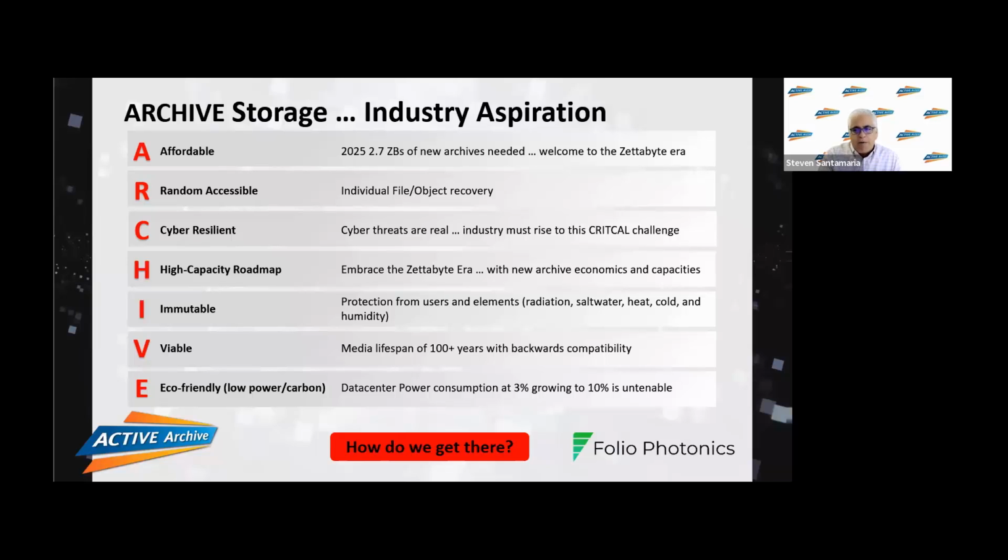Immutability, this is all about protecting that data. You're exposed to a lot of things. Not all data is inside of the data center, and there are risks inherent with heat and cold. You saw what just happened in the UK when they had the big heat wave, which caused a big problem. And viability, you want the data to last longer.